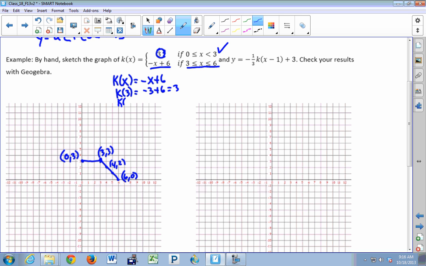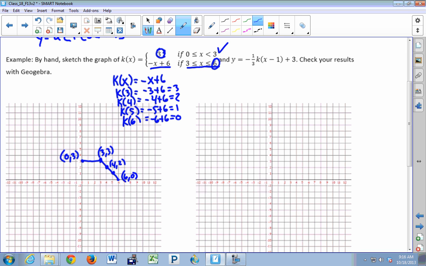Then you say, okay, how about k of 4? What's that going to look like? -4 plus 6 is 2. That's this point right here. Then k of 5 is -5 plus 6, which is 1. And that's this point right here, 5, 1. And then k of 6 is where I stop because that's the end of my graph here. That's -6 plus 6, which is 0.